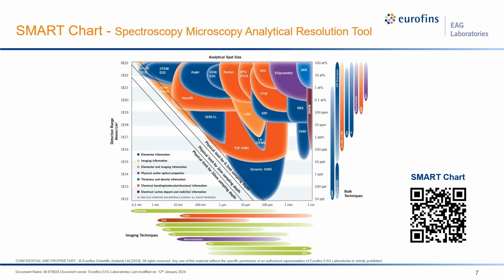SMART stands for spectroscopy, microscopy, analytical resolution tool. Really what it is a way to visualize the different techniques that we're going to talk about today and all of the other techniques that EAG offers, in all of our laboratories. So within the box, we have on the x-axis analytical spot size, ranging on the right-hand side from very large to centimeter size, then going from right to left down to millimeters, down to microns, down to nanometers, even into the angstrom.